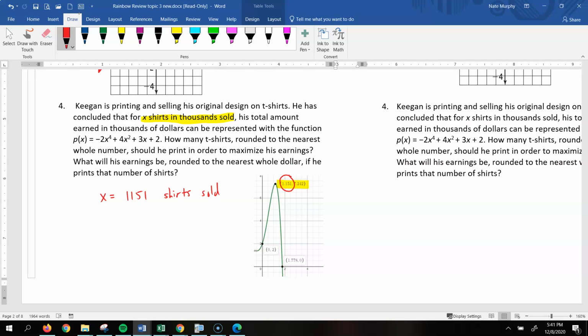The reason why we know that is because it says his total amount earned is in thousands of dollars. So that number there that we have, 7.242, that's in thousands of dollars as well. So if I multiply that by 1,000, we get $7,242 as the maximum amount of money he could make if he sold 1,151 shirts. All right, so that's how you do the pink section. In another video, we'll be looking at the next section, which would be the gold.